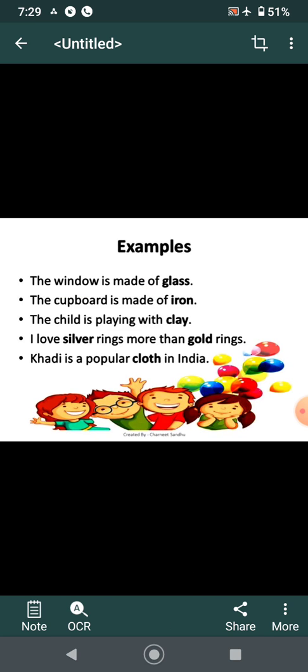The window is made up of glass. So window is a common noun and glass is your material noun. The cupboard is made up of iron. Cupboard is a common noun and iron is your material noun. The child is playing with clay. I love silver rings more than gold rings. Khadi is a popular cloth in India. So cloth, gold, silver, clay, iron, glass, all these are your material nouns. I hope, children, material noun is also clear. So let's get started with your bookwork.